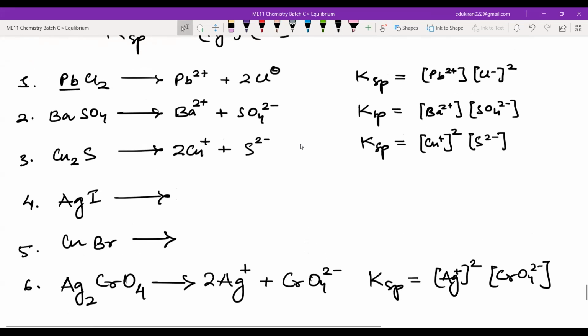You look here. This was Pb. What was the charge on Pb? 2 plus. And what is the stoichiometry of Cl? Sorry, not the stoichiometry. How many Cl is present? 2. 2, right?